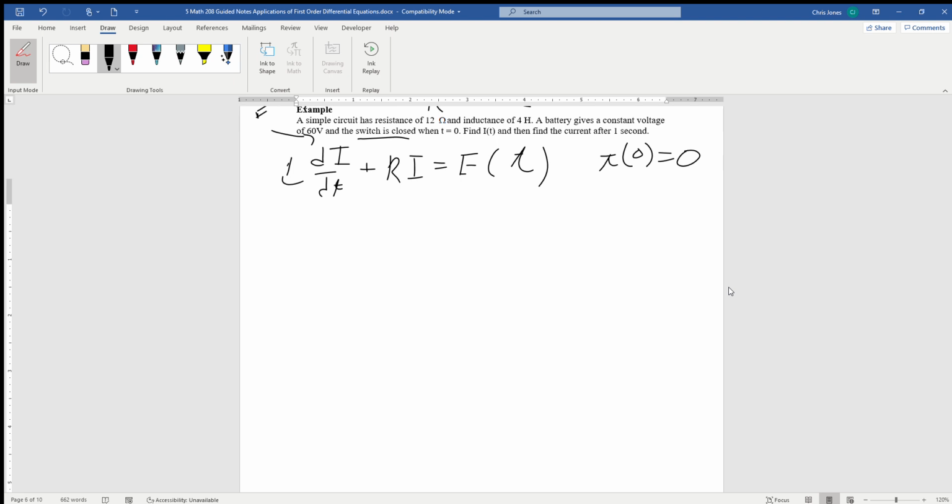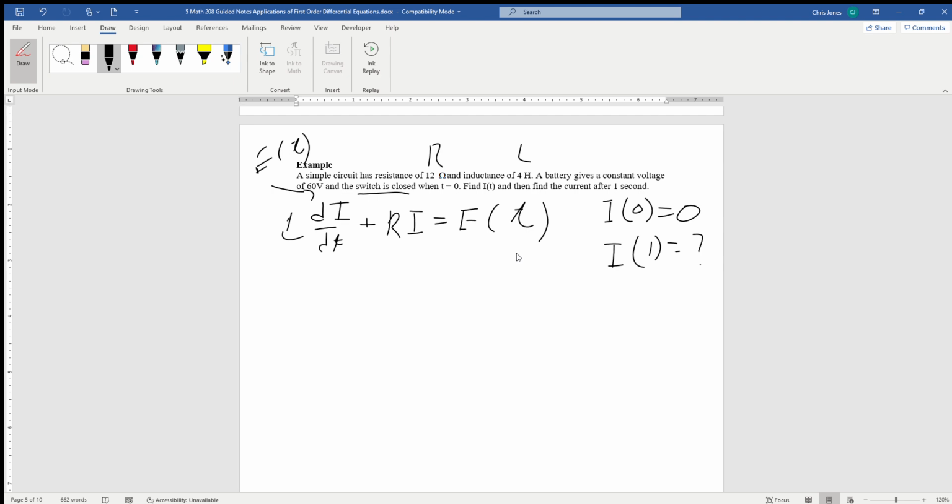And what we're looking for is I of, or I'm sorry, this is I of 0 is 0, not t of 0. So this should be I. Sorry about that. And I at 1 is equal to what? That is ultimately the question that we're trying to answer.